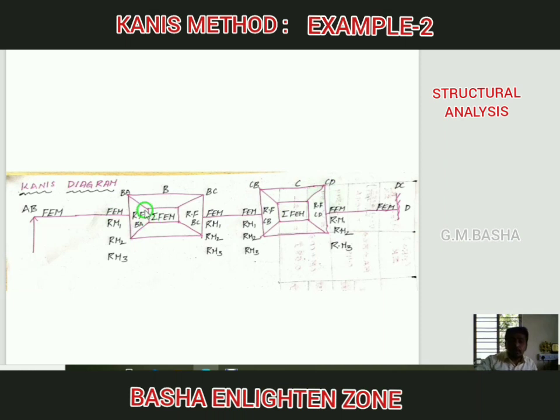The rotation factor for BA, you have to write down in this area. The rotation factor BC, you have to write down in this area. The rotation factor CB, write down here. The rotation factor CD, write down in this box.